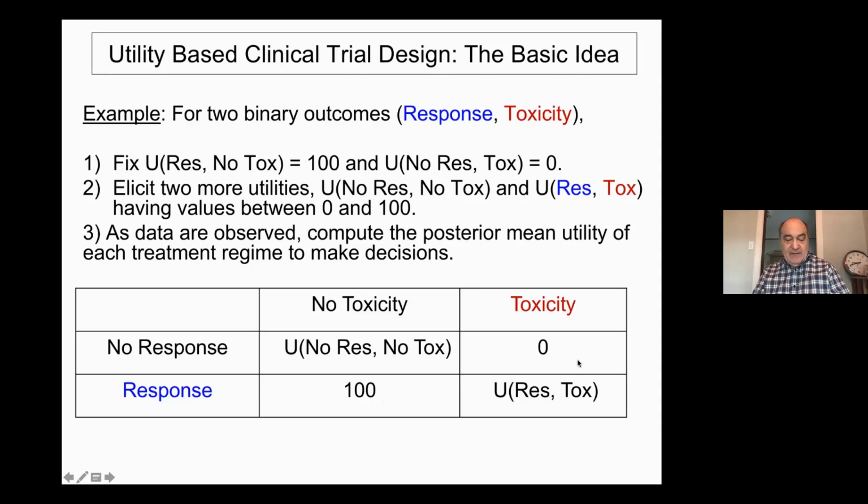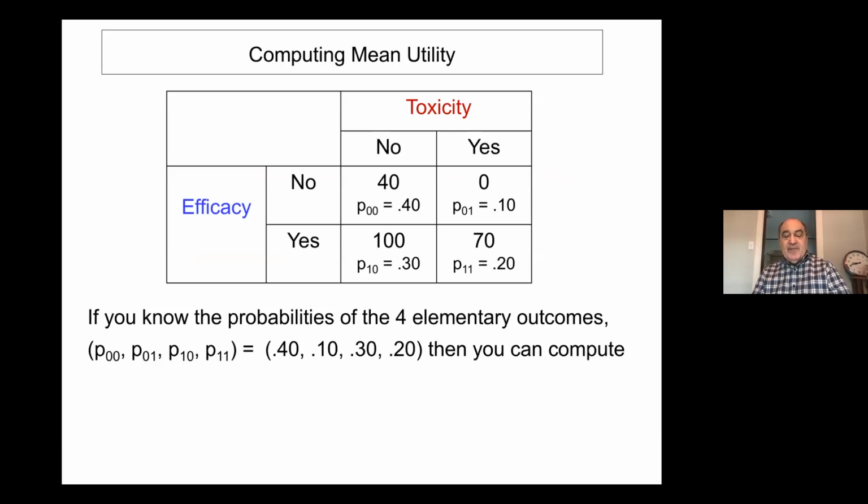And we do this all the time. I do this routinely now. So here's an example where we've gotten the utilities. The utilities are 0 and 100, but 40 for nothing happening and 70 for having both events. And I've actually put in probabilities. Let's assume we know them.